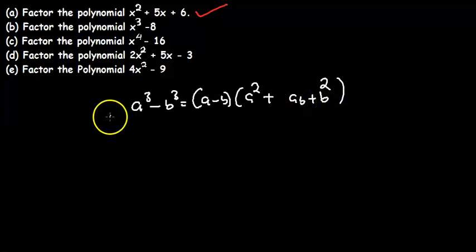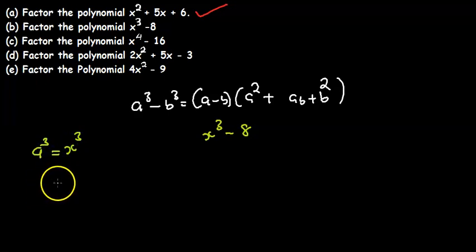Alright, in this case, the problem we are given is x to the power of 3 minus 8. Therefore, our a to the power of 3 is going to be x to the power of 3, and our b to the power of 3 is going to be 8. Then we are going to substitute everything into the values. If a to the power of 3 is x to the power of 3, therefore a is simply going to be x.